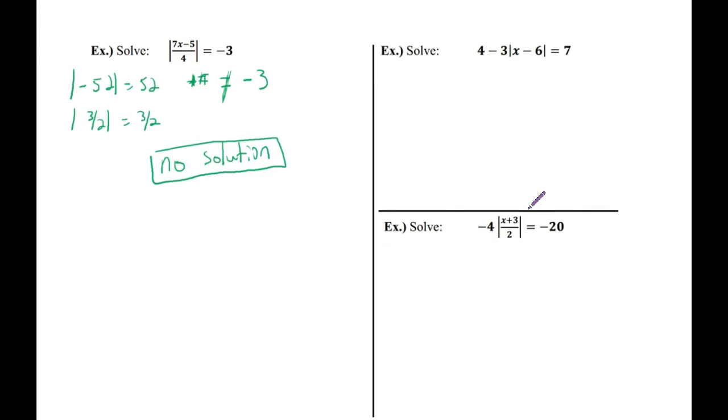Alright, let's look at these two here on the right. On this top one, 4 minus 3 times the absolute value of x minus 6 equals 7. Again, do not try to add those or subtract them. You cannot start with 4 minus 3 because it is attached to the absolute value with multiplication. So I have to start by getting rid of the 4 and subtracting it from both sides. Now I have negative 3 times the absolute value of x minus 6 equals 7 minus 4, which is 3.